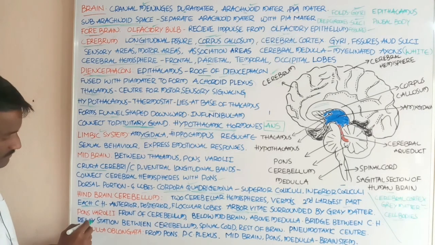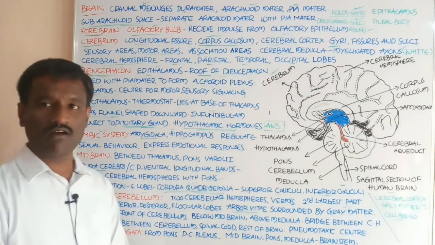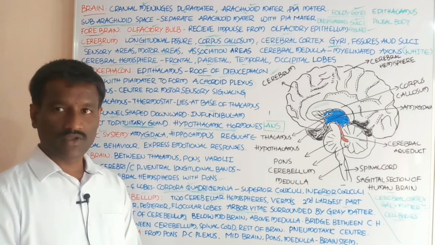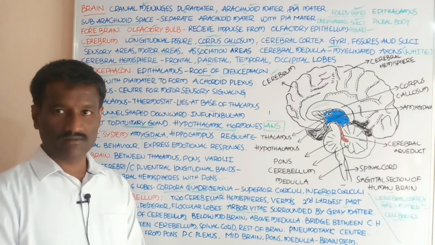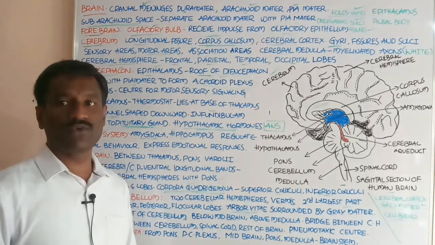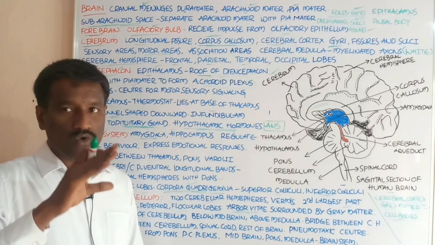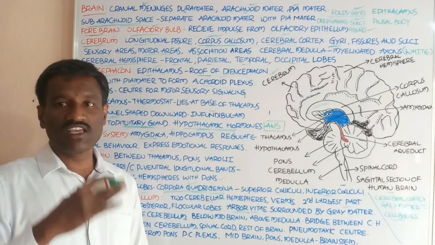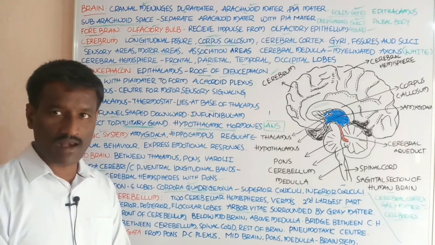Next, what is the function of the cerebellum? The cerebellum is mainly involved in locomotory movements. It is also called the gyroscope of the human body. Locomotory movements and body equilibrium are maintained by the cerebellum.